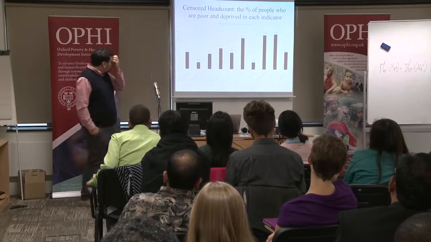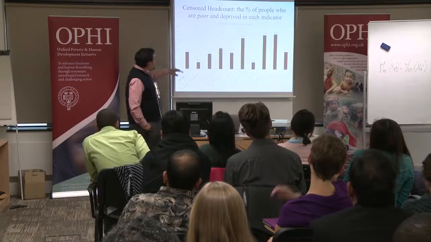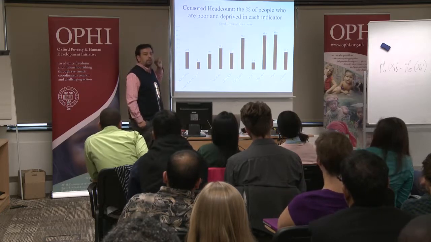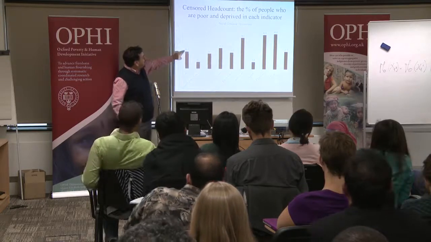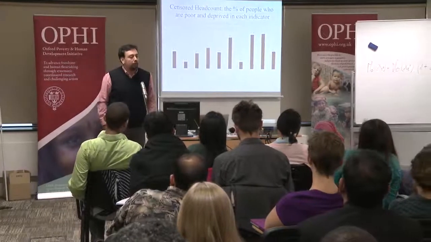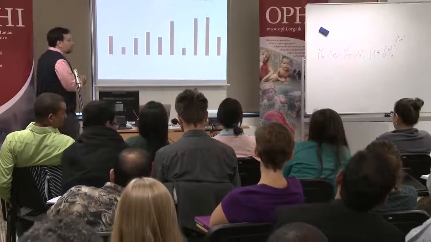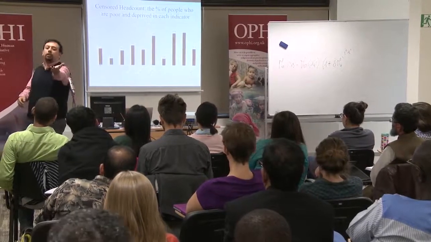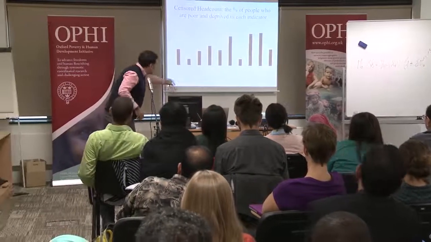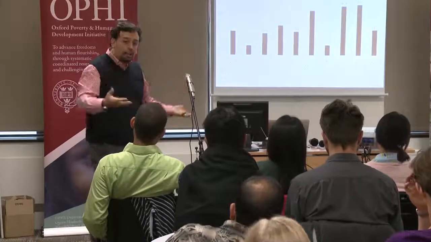What do we get as well? Censored headcount. These are the censored headcounts for Nepal. And you should be able to present them on Friday. Please, could you help me? Censored headcount of 20.3 in the case of schooling. What does it mean? Is it censored headcount? Yeah. Out of total population. Perfect. 20.3% are deprived in schooling. And? Perfect. Could you help me? With the school attendance? Out of total population, 8.1% is deprived in school.